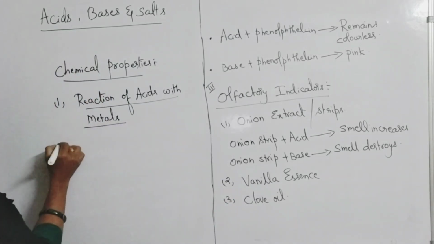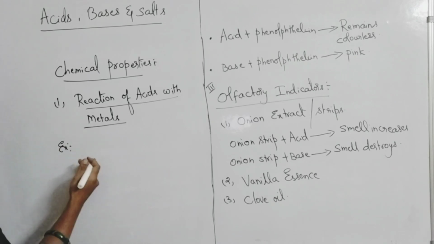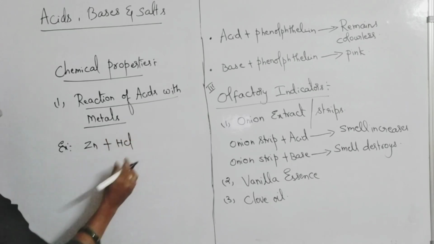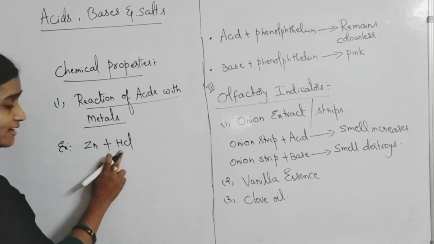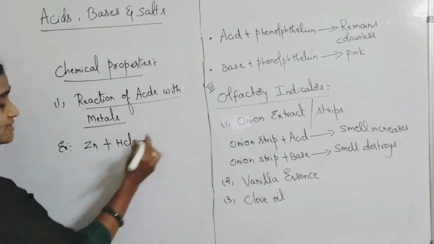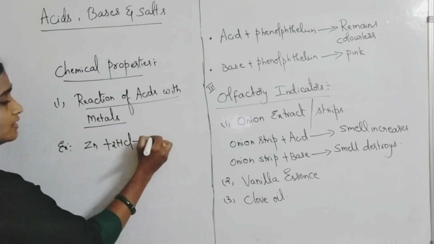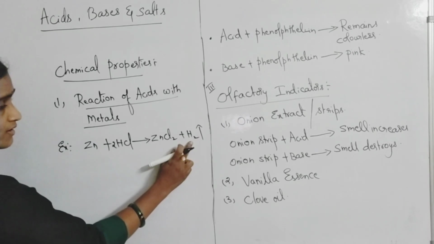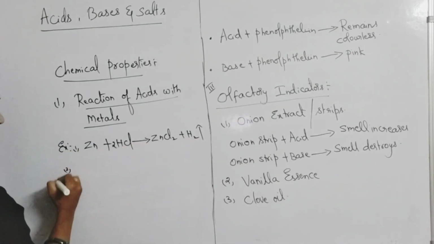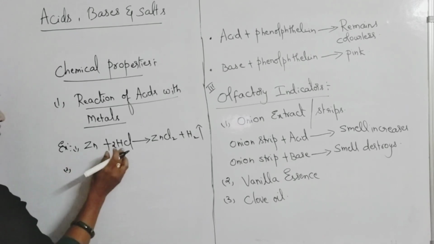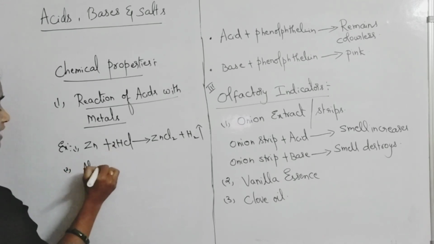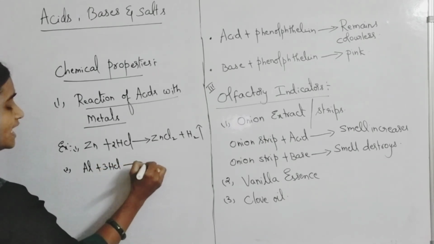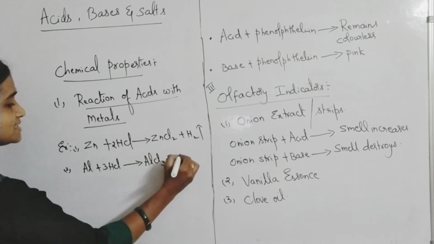Here it can be explained with an example or with an activity. You can take zinc pieces in a test tube and add HCl through a thistle funnel. If you are adding HCl acid, then it gives rise to what? ZnCl2 plus H2. Hydrogen gas will be liberated. In the same way you can take any other metal as well. Suppose aluminium is added to HCl. Then you will get what? AlCl3, aluminium chloride, plus hydrogen.